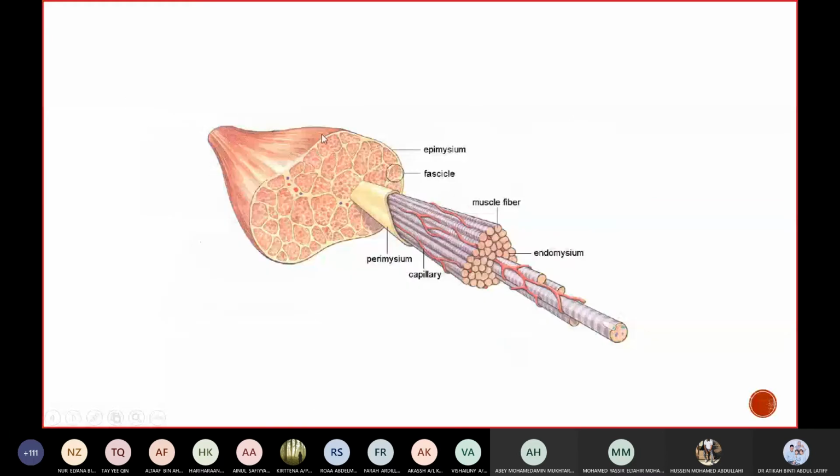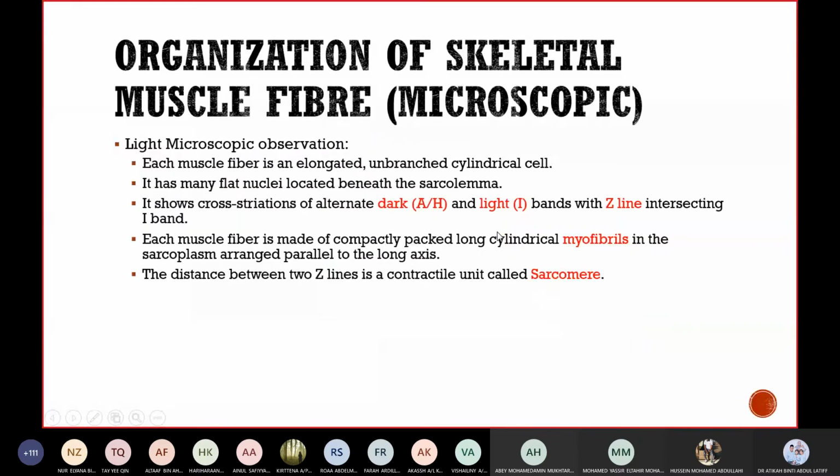Again here, the epimysium covers the whole bulk or the whole muscle, and if you take one muscle fiber bundle here, it is covered by perimysium. Okay, and if you cut the muscle fiber bundle and you take one muscle fiber, it is covered by endomysium.